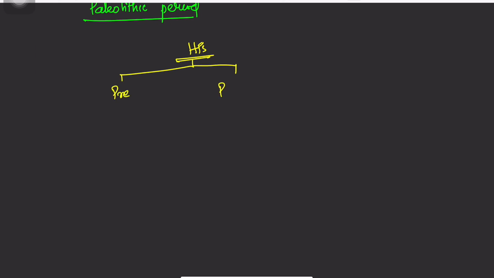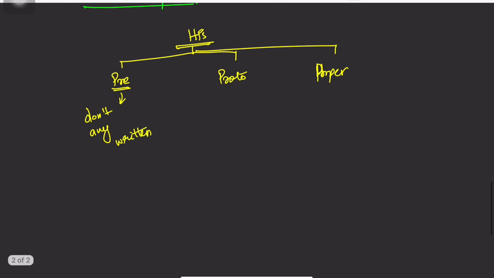We'll start from the Paleolithic period. Everyone knows what the Paleolithic period is, but before that I'll just give you some intro. Human history was divided into three parts: prehistory, then proto history, then proper history. Prehistory means a period where we don't have any written records.